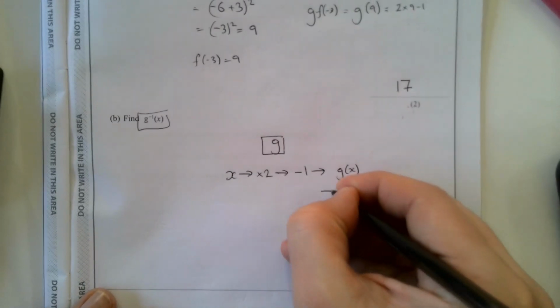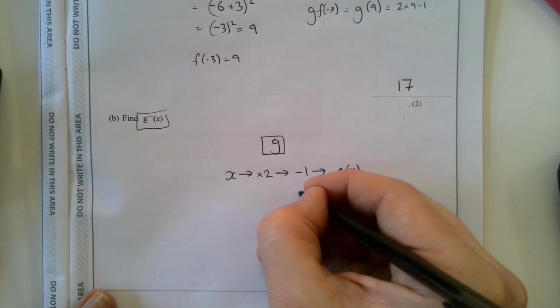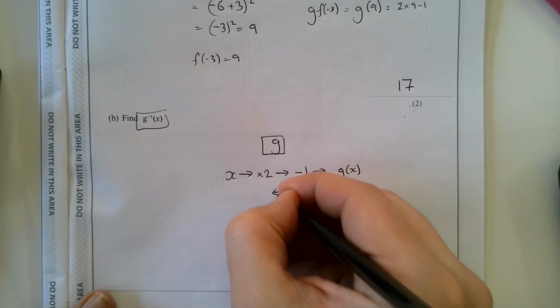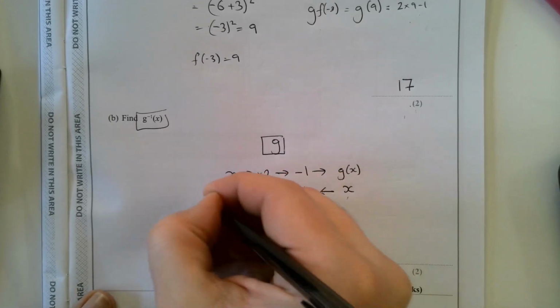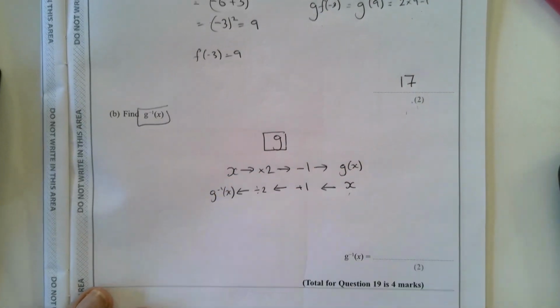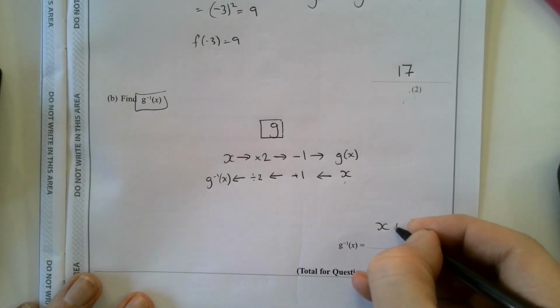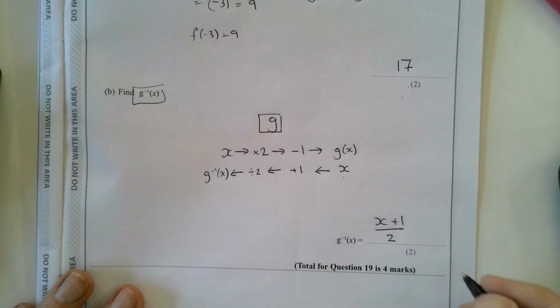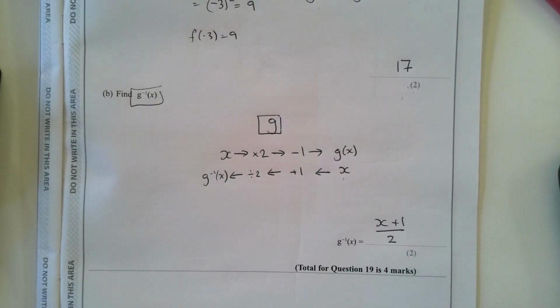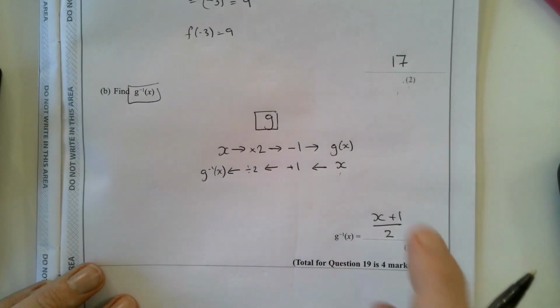If I put x into the other end of that machine, what would I need to do to it to get out? I'd need to add 1. Once I've done that, I'm going to need to divide by 2, and that will give me the inverse of g, undoing that function. So I take x, I add 1, and I divide it all by 2. There you go. That is definitely worth a go. Next time you see an inverse of a function, have a go.